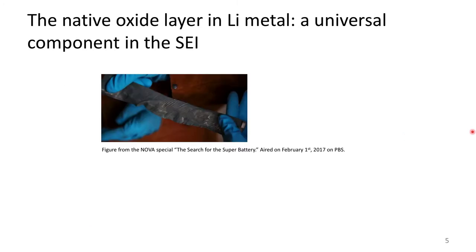So I thought about this challenge, and after thinking about this a little bit, I realized that in any battery employing a lithium metal anode, there's one component of the SEI that won't change: lithium metal's native oxide layer. Lithium metal is extremely prone to oxidation. The black coating on this lithium foil is lithium oxide. So even in lithium metal that comes from a vendor, an oxide layer will be present.